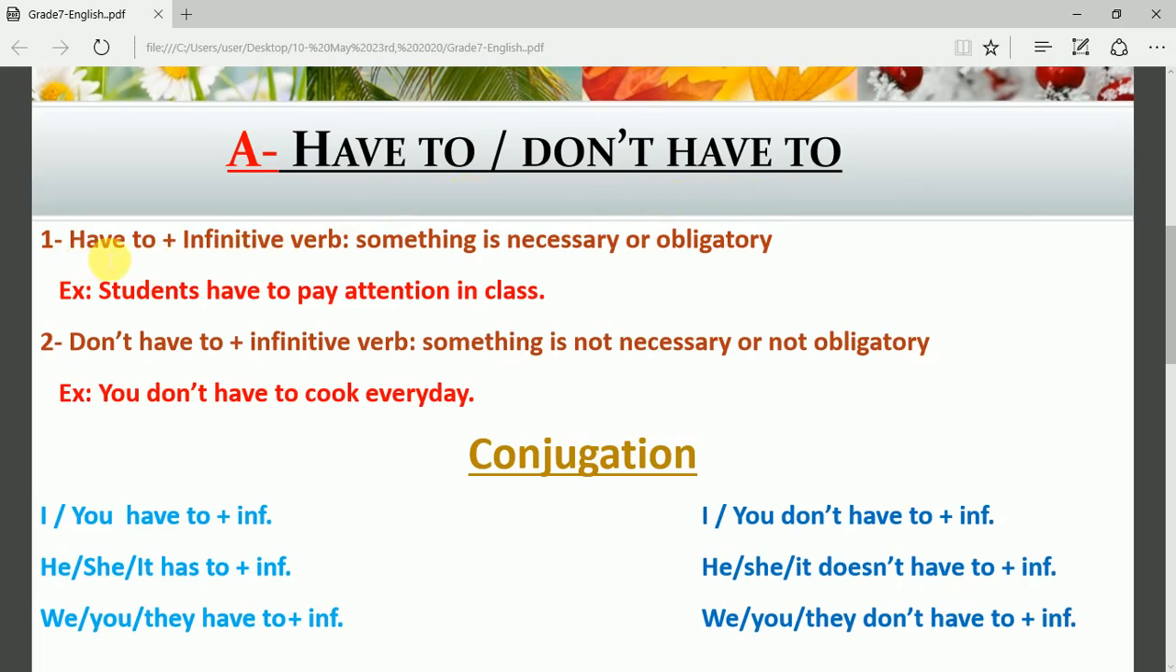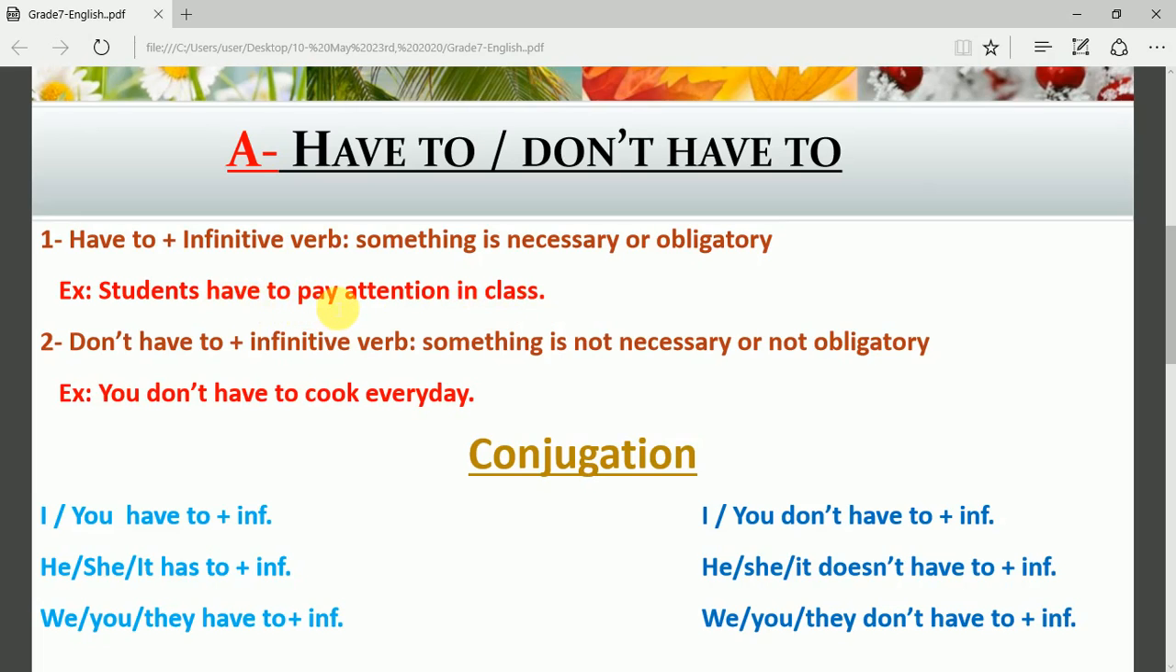We start with have to plus infinitive verb. So, when you want to use have to, after to, the preposition to, the verb is always in the infinitive form. We say have to plus infinitive when we want to say that something is necessary to do or obligatory to do. For example, students have to pay attention in class. So, have to plus infinitive form of verb to pay.